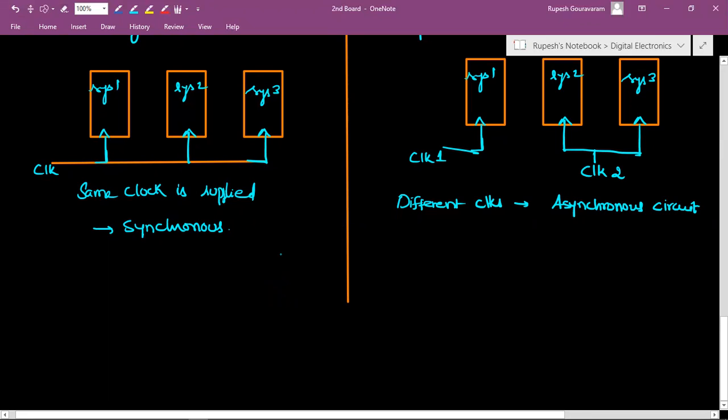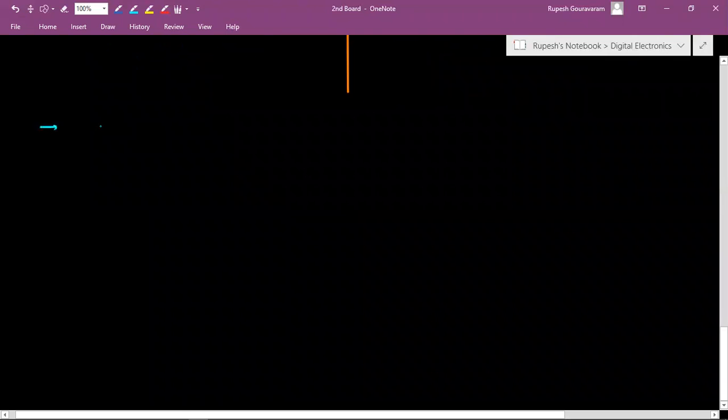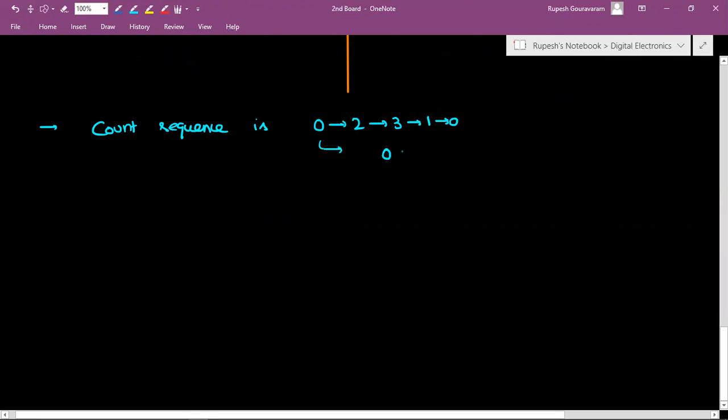So here, to find the D values, that is D0 and D1, we need the excitation table. In the question, what is the count sequence that is given? The given count sequence is 0 to 2 to 3 to 1 to 0. That means 0 is represented as 0 0 in binary, then 2 is represented as 1 0, then 1 1, then 0 1, then 0 0. Again from here it goes to 1 0 and it repeats.